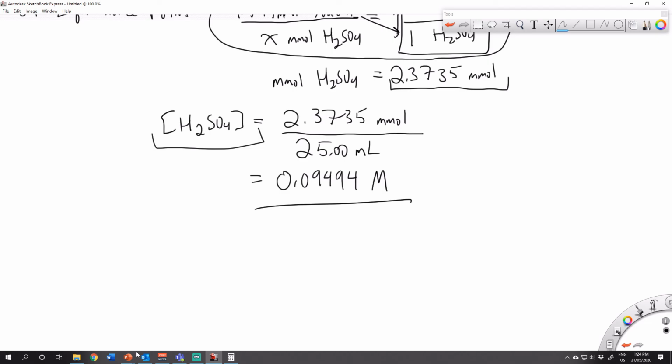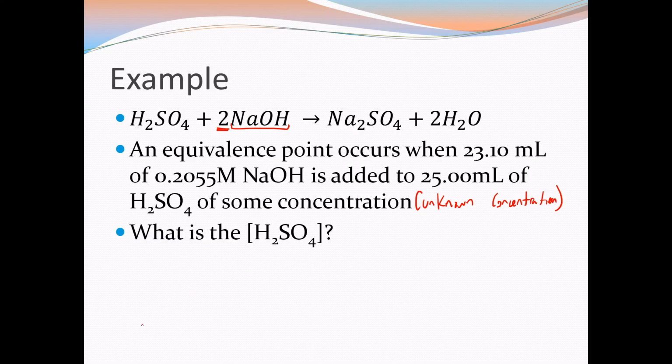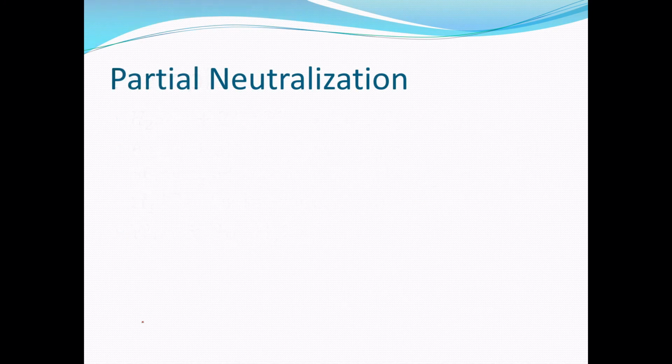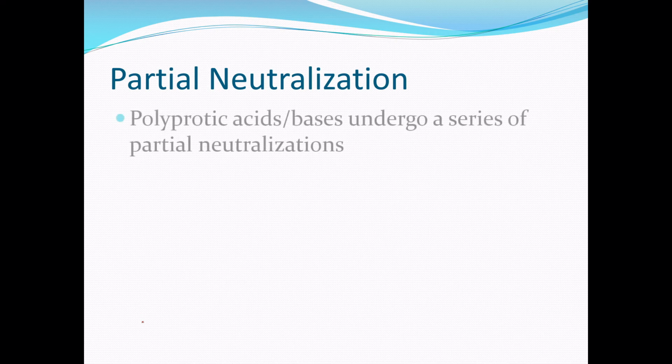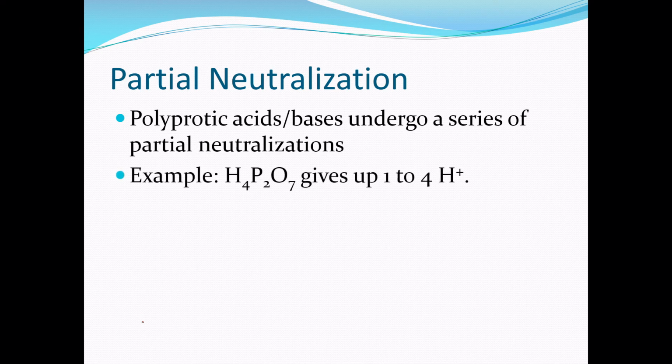All right, now for other polyprotic substances that aren't strong acids, sometimes they will undergo partial neutralization, so they will not go to complete neutralization. This is very common for the polyprotic weak acids. Sulfuric acid is the only polyprotic strong acid, and it kind of doesn't do this. But polyprotic weak acids have the ability to give more than one hydrogen.